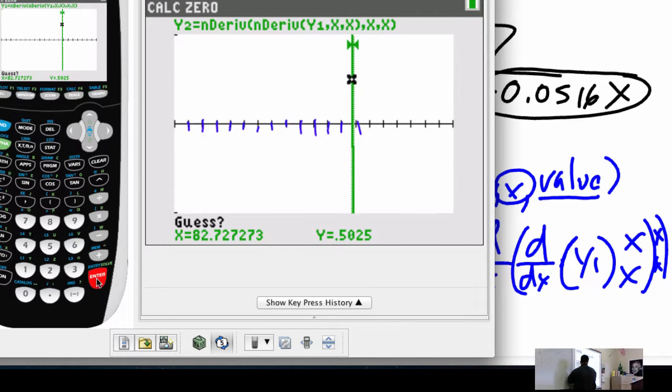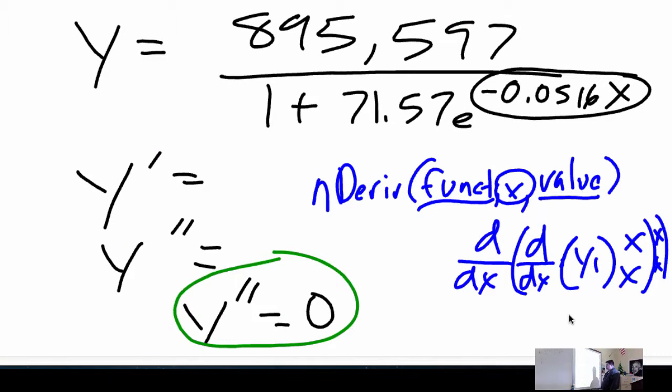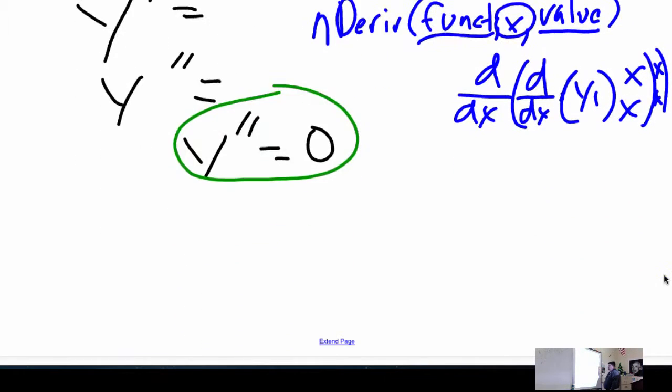And then to guess, I'm going to come back. And then I hit enter, and it'll tell me, and it's about 87.2 or something like that. And it'll take a long time. So it's like 82.75, which will round up to 83. Now what does that mean? That means that the point of concavity is that point.